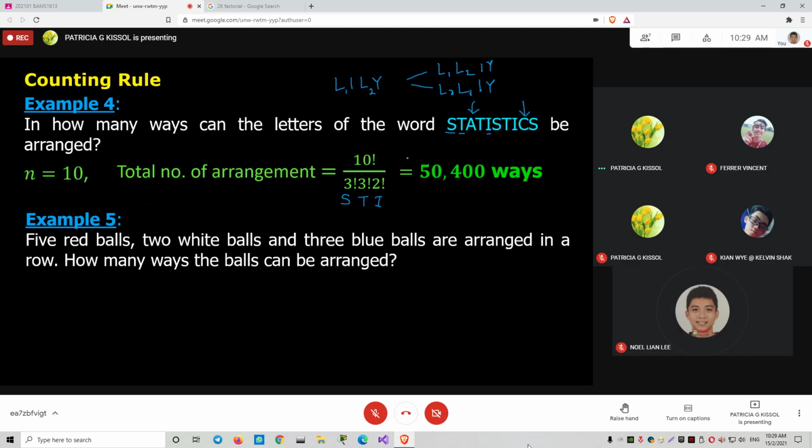Okay. Now looking at example 5, a slightly different scenario. We have 5 red balls, 2 white balls, and 3 blue balls. So 3 colors are at play. All are balls, the same. We have red, white, and blue. And they are arranged in a row. And how many ways can the balls be arranged? So in this case, it doesn't matter.